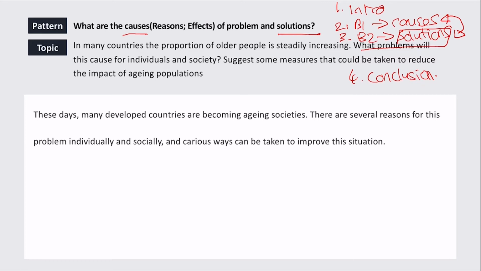So let's take a look at the topic that this candidate has got. In many countries, the proportion of older people is steadily increasing. So what problems will this cause for individuals and society? Suggest some measures that could be taken to reduce the impact of aging populations.